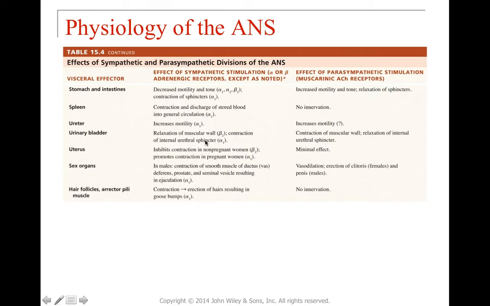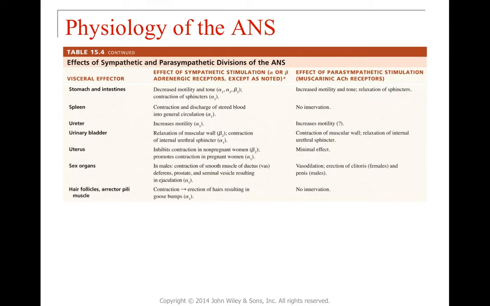So sometimes when you're really stressed out with the sympathetic fight or flight, it might be very difficult to relax enough for urination to occur. There's minimal effect in the uterus of parasympathetic stimulation. However, in non-pregnant women, we have an inhibition of contraction from sympathetic stimulation, but in pregnant women, we can have a promotion of contraction. So that can happen during sympathetic stimulation. So women can end up with a big surge of adrenaline or whatnot that can cause them to promote contraction, which can be a problem if they are preterm.